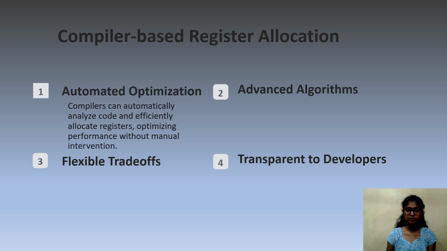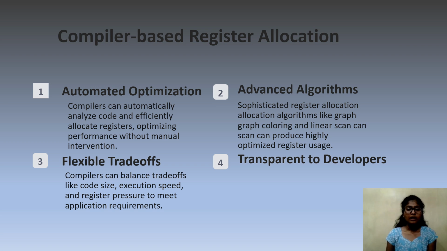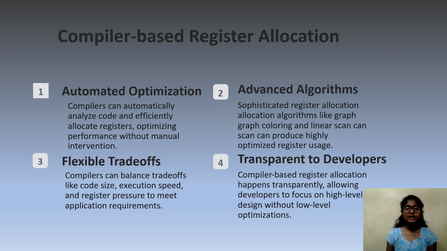Compiler-based register allocation uses sophisticated algorithms like graph coloring and linear scan, which can produce highly optimized register usage. These compilers can balance trade-offs like code size, execution speed, and register pressure to meet application requirements. Compiler-based register allocation happens transparently, allowing developers to focus on high-level design without low-level optimizations.